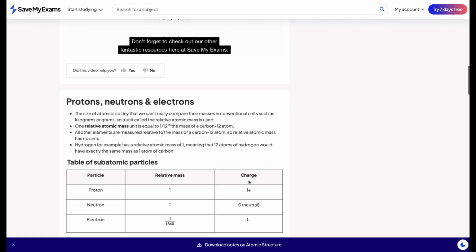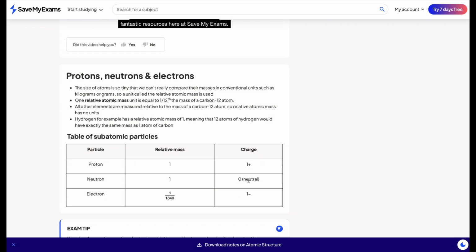So we move on. We've seen the calculation, how it's been done. First of all, we see the size of atom. We say it's so tiny that we can't really compare the masses in the conventional unit, like in kilogram or gram. They're so small. We don't use gram or kilogram for the unit, so we just use the relative atomic mass in this regard. We say 1 relative atomic mass is equal to 1 over 12 of the mass of carbon 12. So because the masses are very small.